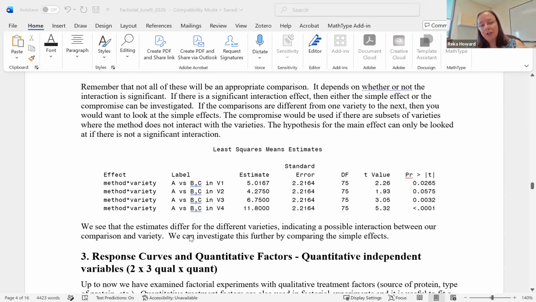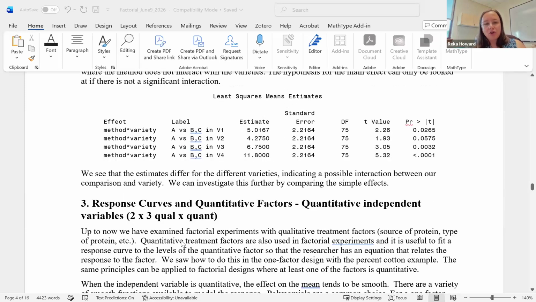So far we talked about qualitative factorials, so a 2 by 2 and a 3 by 5. So now I will mention another scenario when we are having a qualitative factor, but also a quantitative factor. So what does it mean? So this example will be a 2 by 3 qualitative by quantitative factorial. So let's just play with this example that's right here.